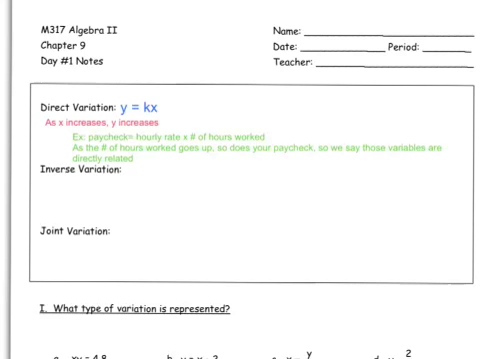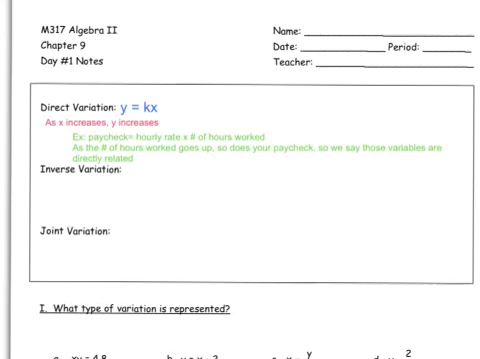An example of direct variation would be your paycheck. If you think about a paycheck being the number of hours you worked times your hourly rate, as the number of hours you worked goes up, so does your paycheck. So we say that those variables are directly related. As one goes up, so does the other one.